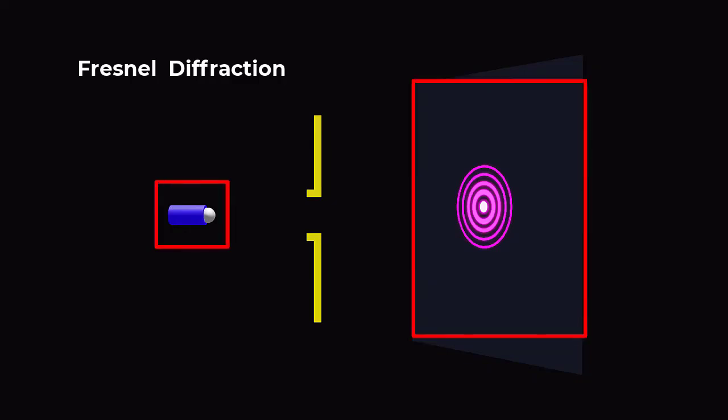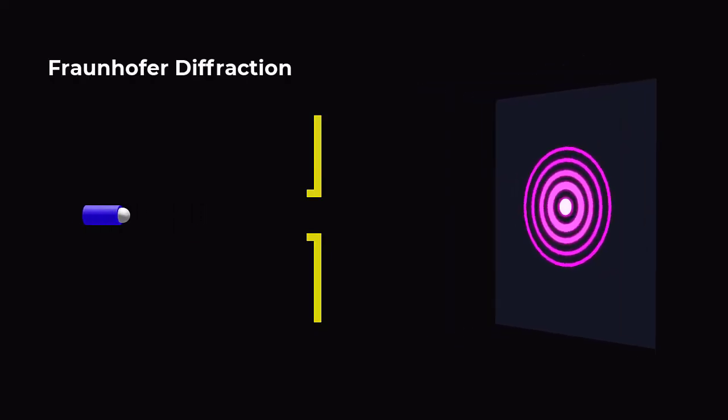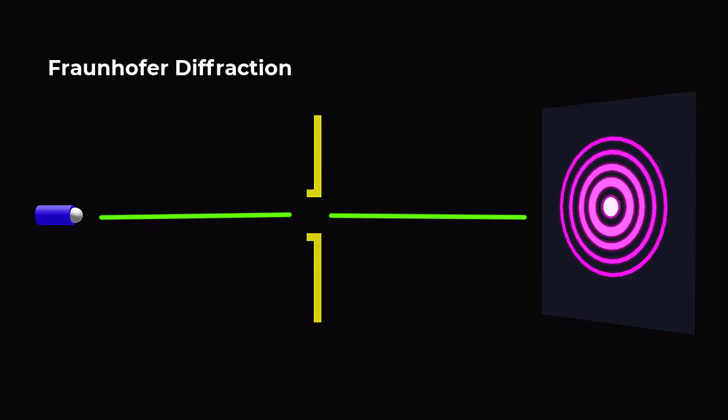There are two types of diffraction, Fresnel and Fraunhofer. In Fresnel diffraction, the light source and the screen are relatively close to the obstacle. This proximity results in complex diffraction patterns. On the contrary, Fraunhofer diffraction occurs when the source and the screen are at larger distances from the obstacle. Fraunhofer diffraction patterns are simpler and easier to calculate mathematically, making them valuable for various applications.